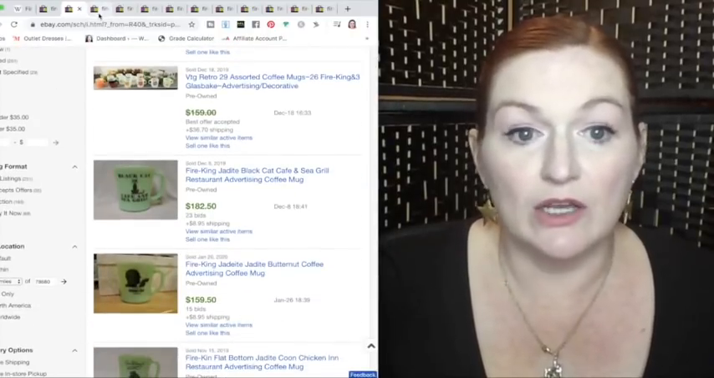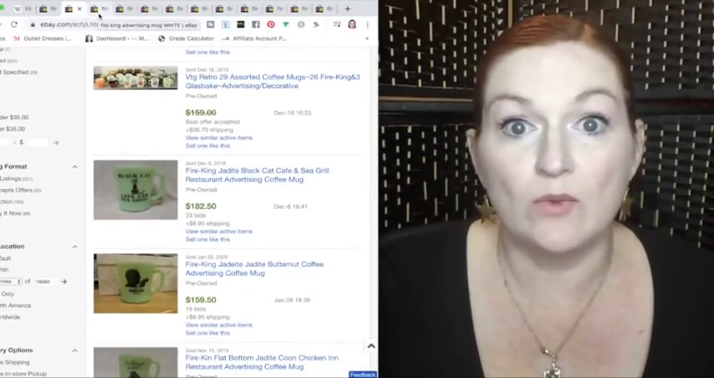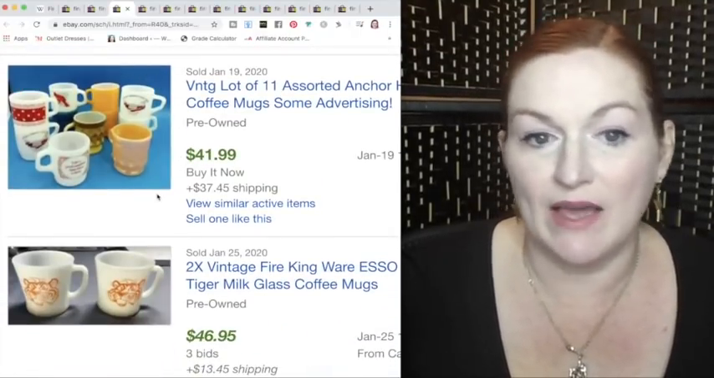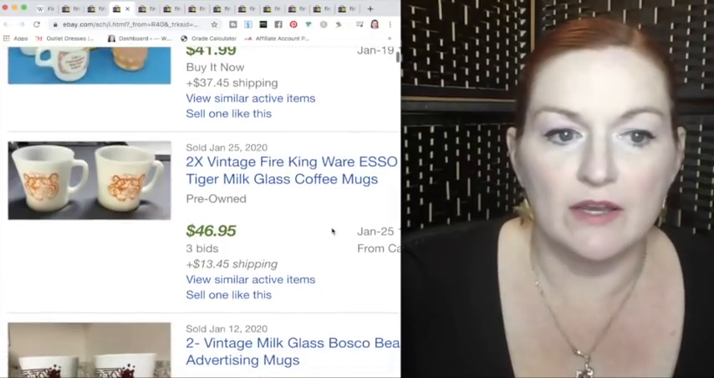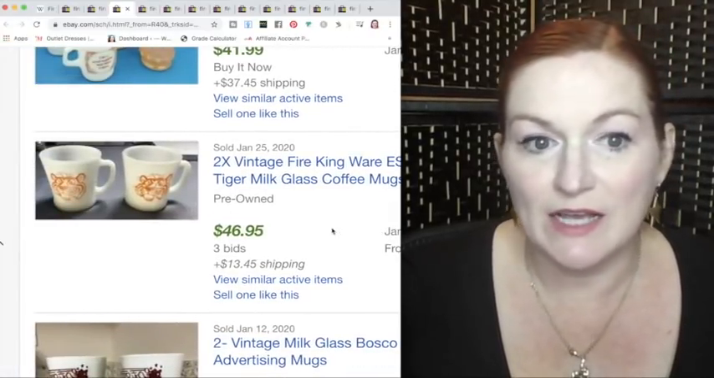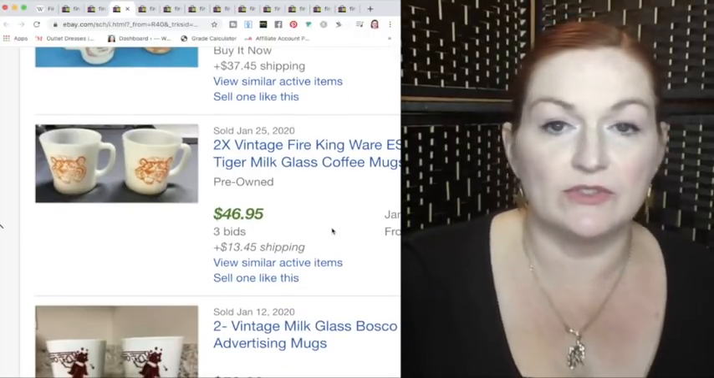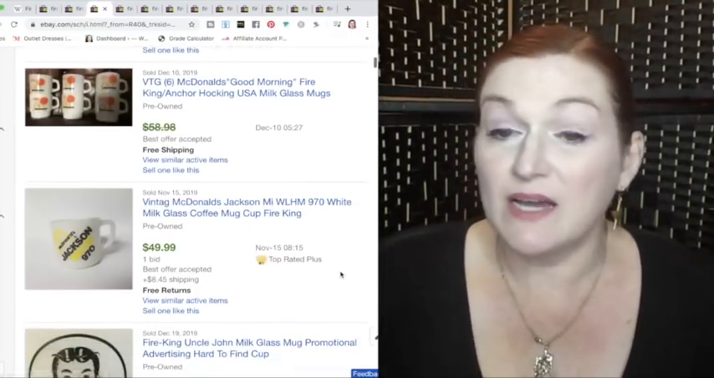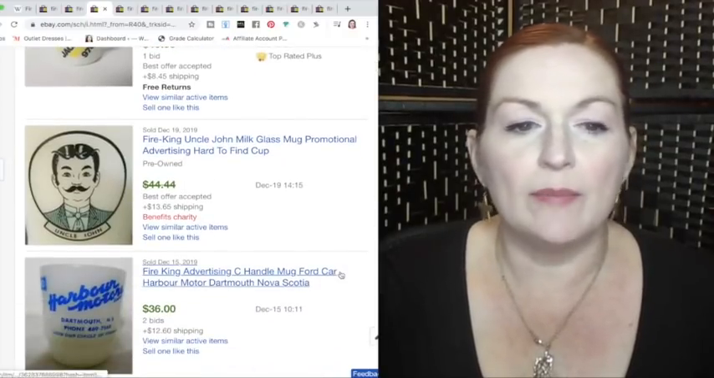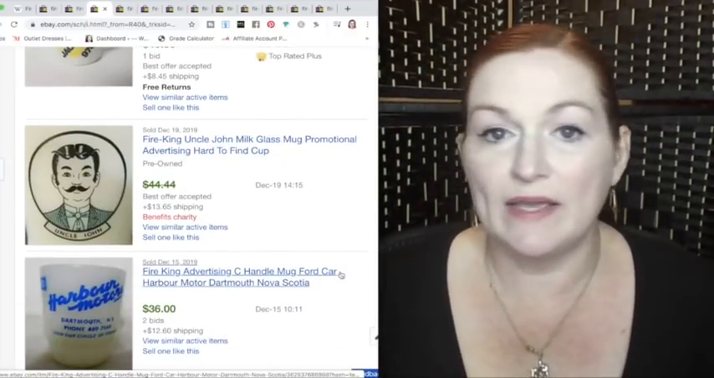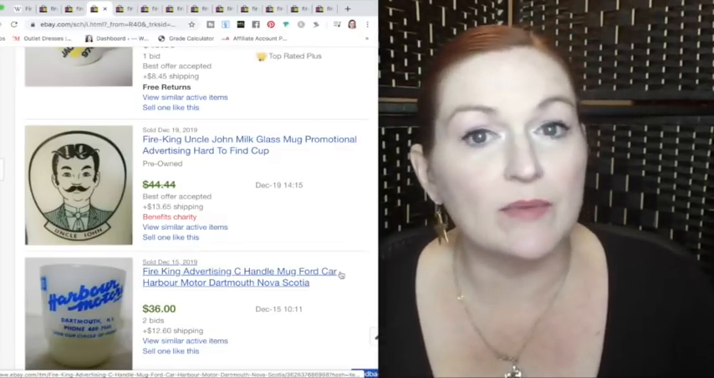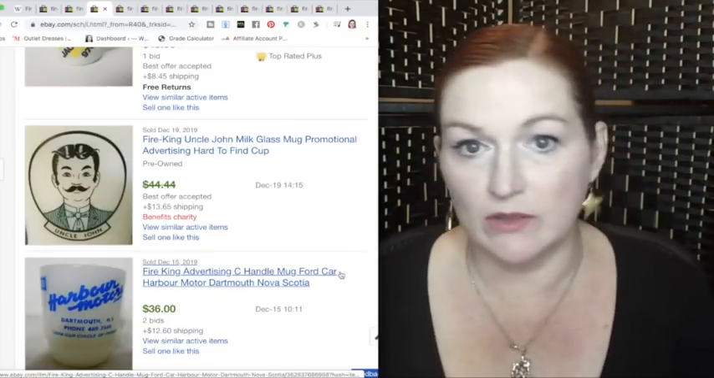And then let's take a look at the white ones. So here, that's a lot of different ones. It's got a mix of advertising and others. Looks like Tony the Tiger. No, this is Exxon. So there's Exxon. These two mugs sold for $46. A McDonald's one sold for $50. So it's worth a look up if you find a white or a jadeite Fire King mug with an ad on it. Some are going to be more desirable than others, but it's worth looking it up.